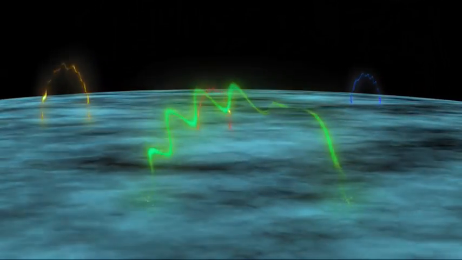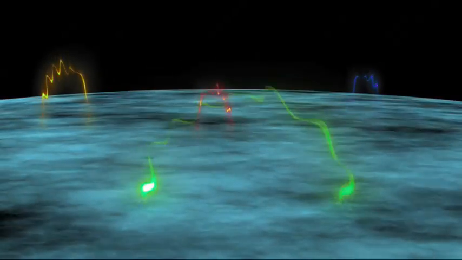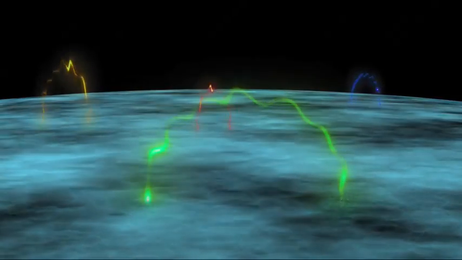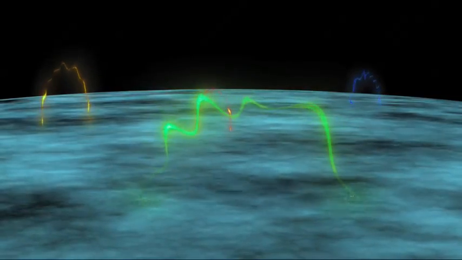And that might explain why gravity seems so weak to us. We experience only a tiny fraction of gravity's true strength because so much of it is leaking out into other dimensions.